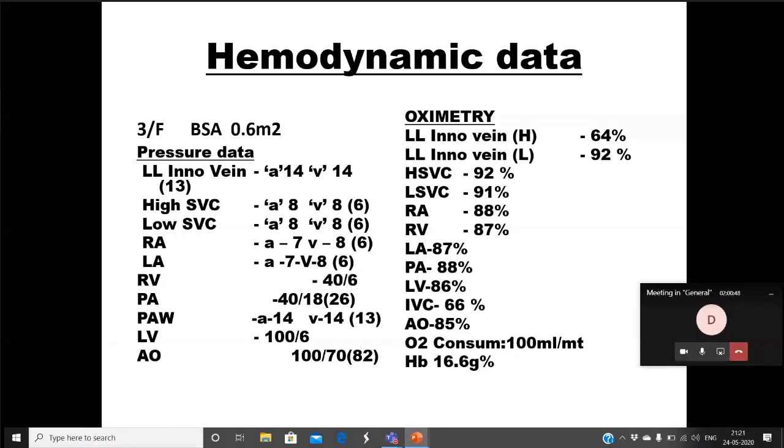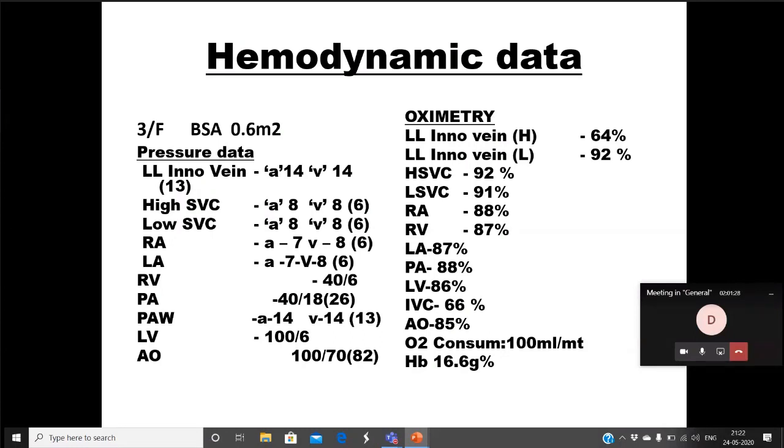SVC A is 8, V is 8, and the mean is 6. Mean pressures are normal. There is a gradient between left innominate vein and SVC. Okay, very good. And RA pressures: A is 7, V is 8, and a mean of 6. There is no gradient between SVC and RA. Pressures are normal. Excellent.